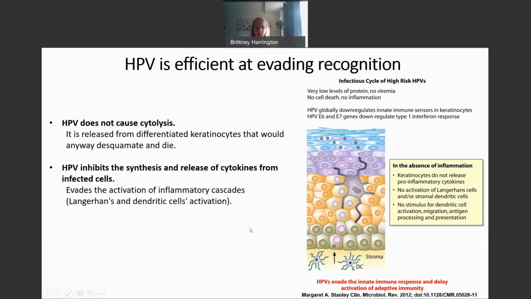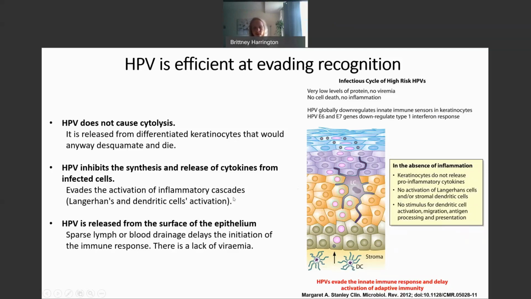Another reason is because HPV also hides within the host cell. It doesn't cause cytokines to be released. It doesn't alert the sentinels that there's anything wrong with this infected cell. So it evades that recognition by the antigen presenting cells. So it's kind of like it silences the alarm in that case.